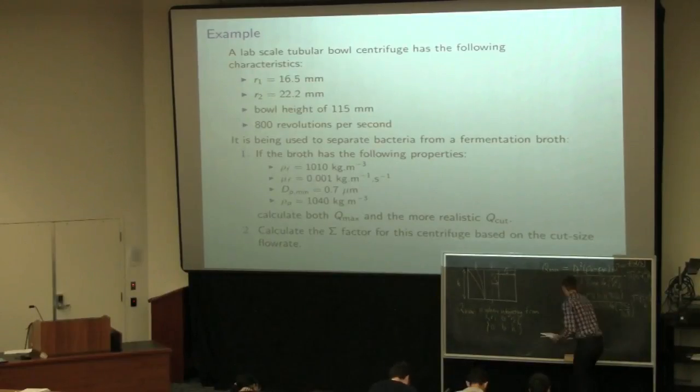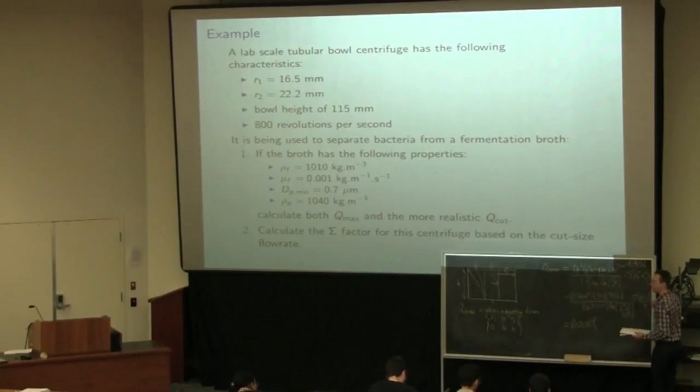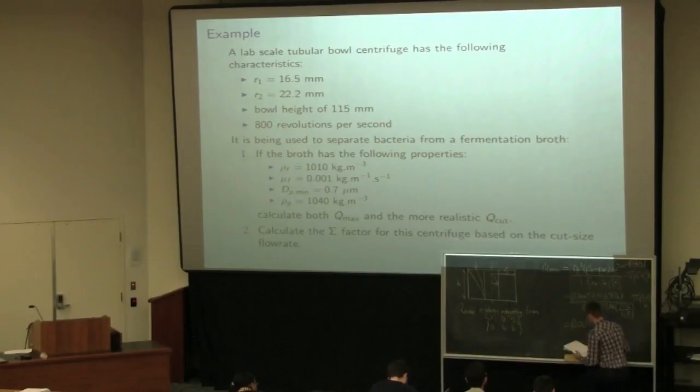So substituting that, it's a bit of a mess, but you can calculate that the first term is 0.0695. This remaining term here, the volume, is pi times r squared minus r1 squared times the height, which is 7.97 times 10 to the minus 5 meters cubed. So a very, very small volume of the tubular bowl, which makes absolute sense given the geometry.